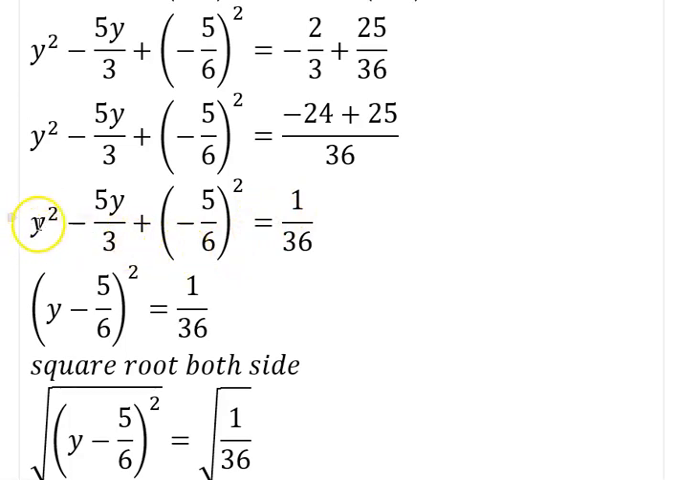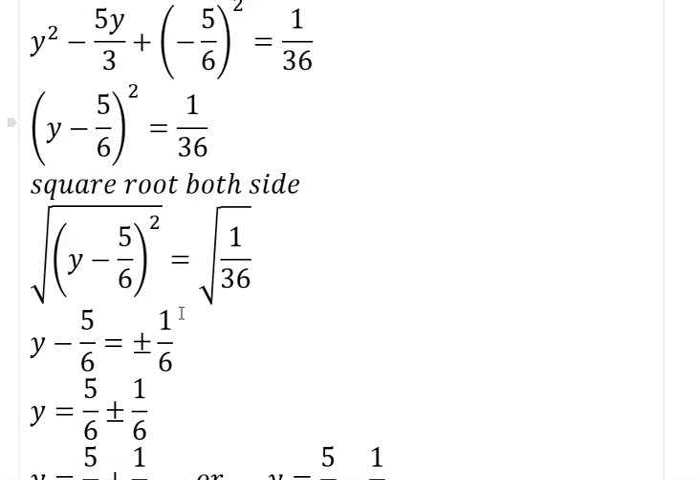Take your y, because this one is having square, this one is also having square. Those two that are having square, bring it out. This is your y. This is your minus 5 over 6. Because two of them are having square, you bring out the square. Awesome. So equals to 1 over 36. That is the method, because we have to use completing the square method. Beautiful. So you are left with what? Y minus 5 over 6 square equals to 1 over 36.